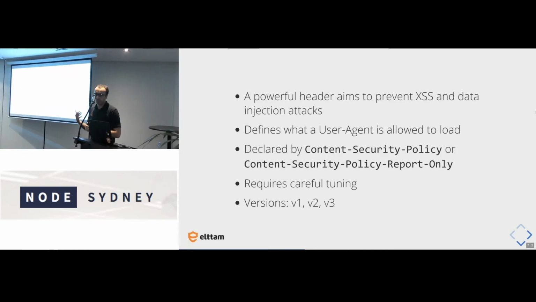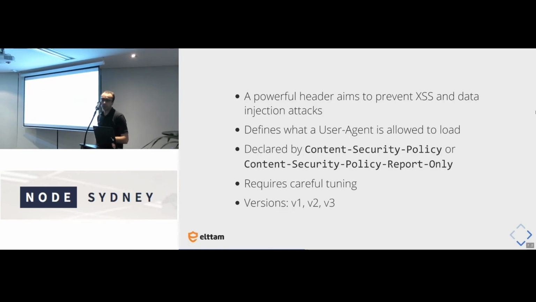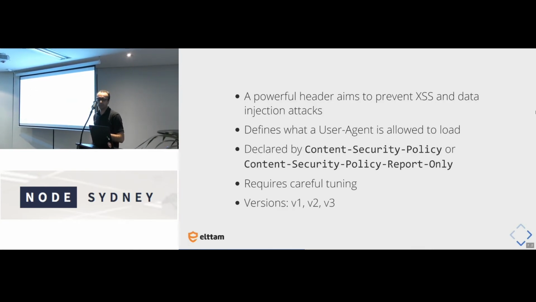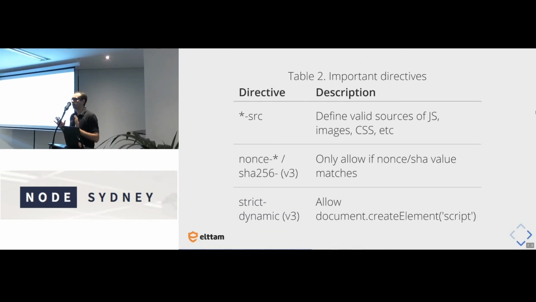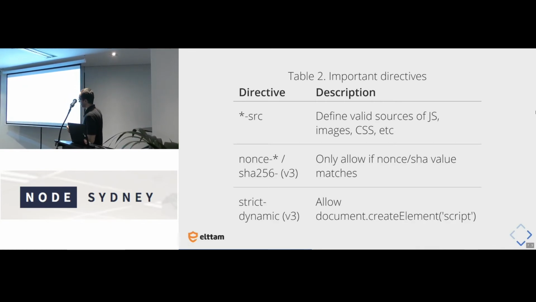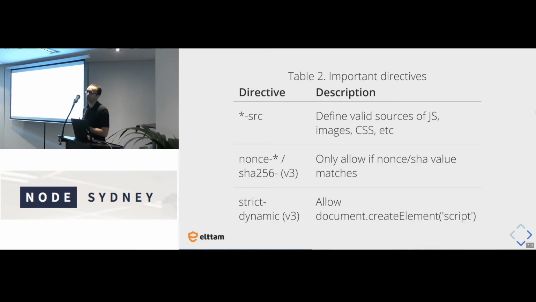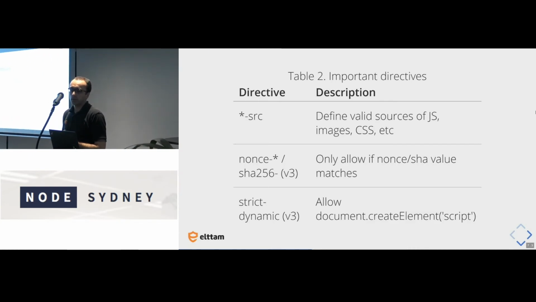It is declared by two headers known as Content-Security-Policy and Content-Security-Policy-Report-Only. It has three versions, and obviously it requires very careful tuning. If you look at the directives, there are so many for Content Security Policy, but out of many, these are the ones that I think are very important for us to know.